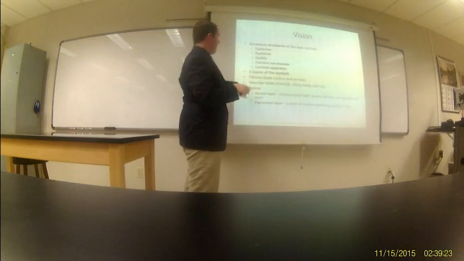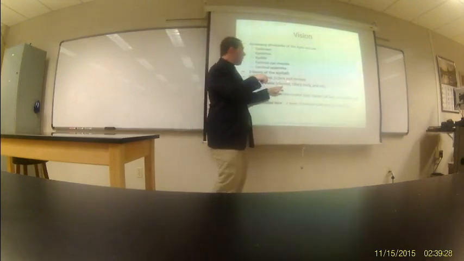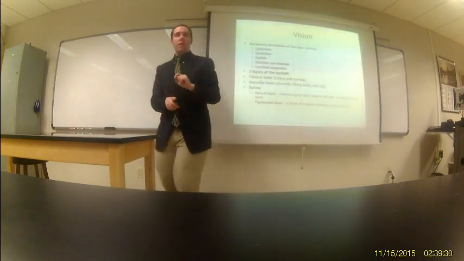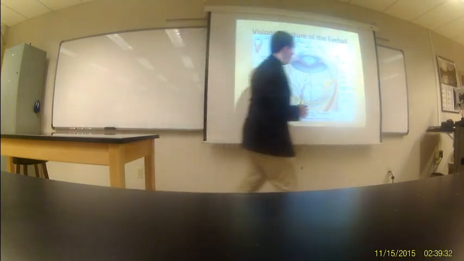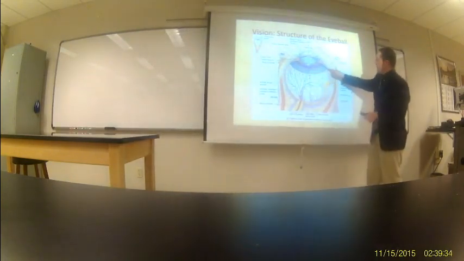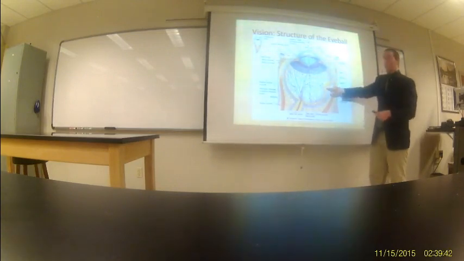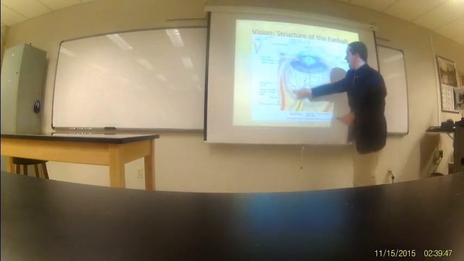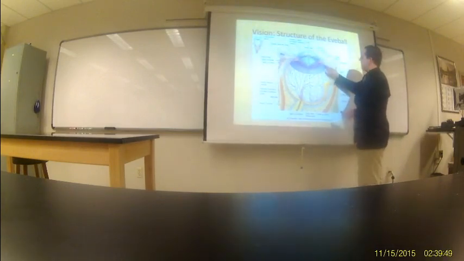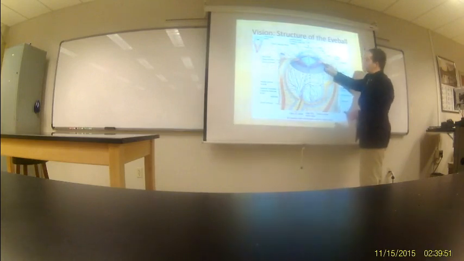Underneath that is the vascular tunic, which is primarily the choroid. The choroid is going to be a big thing. It's primarily in the back. It's this pink area here. So here we have the sclera, the white. Underneath that is the choroid. The choroid goes all the way around the back, but when it gets up to the front, it's not the choroid anymore. It's this big thing here.